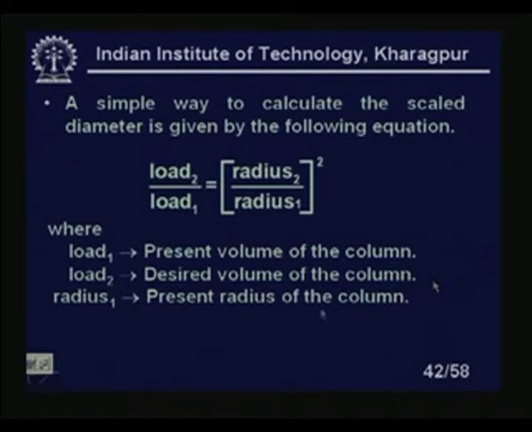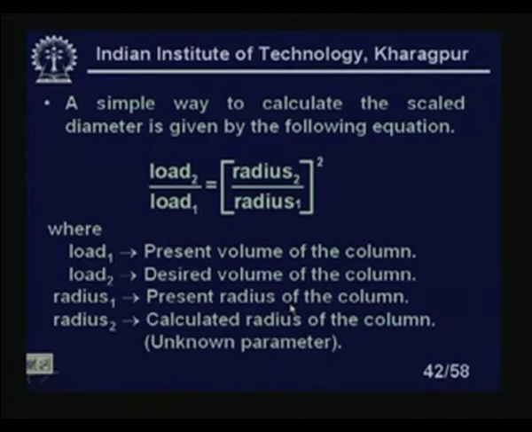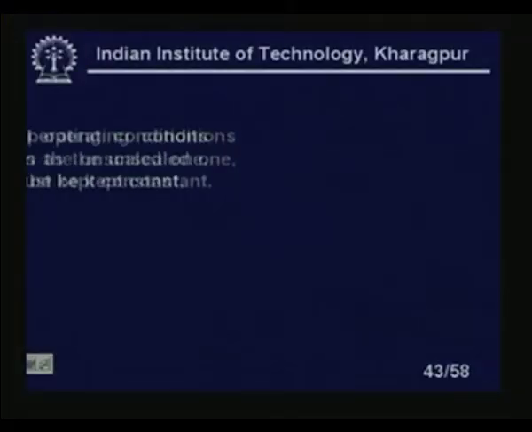Obviously, there are 4 parameters in the equation, and 3 are known. So radius 2 can be calculated. It is the calculated radius of the column. So we can calculate it and change the column accordingly. It is a very simple formula, though with some limitations obviously.